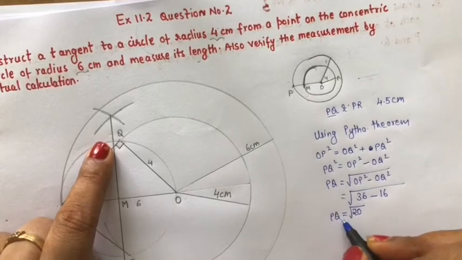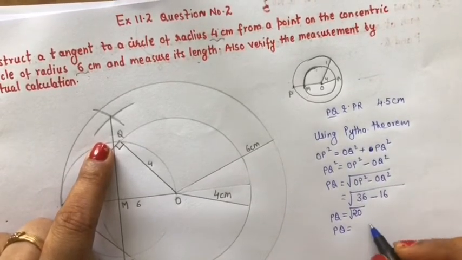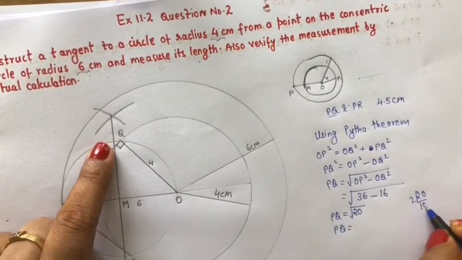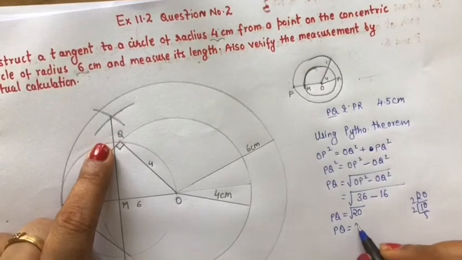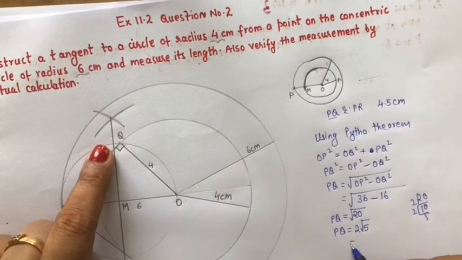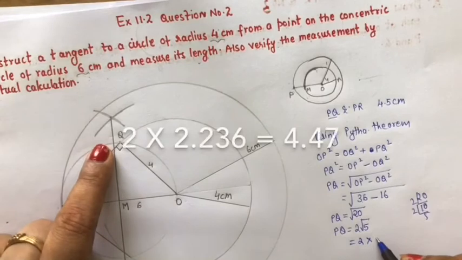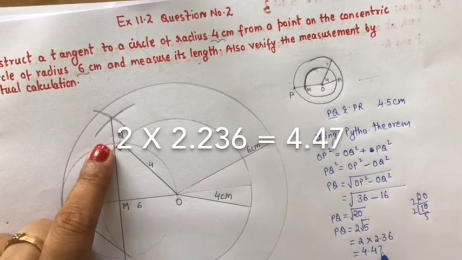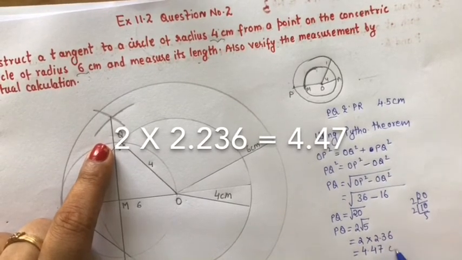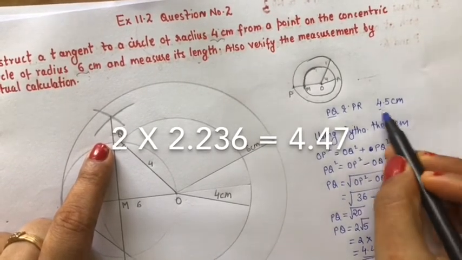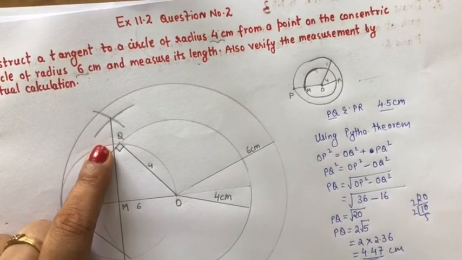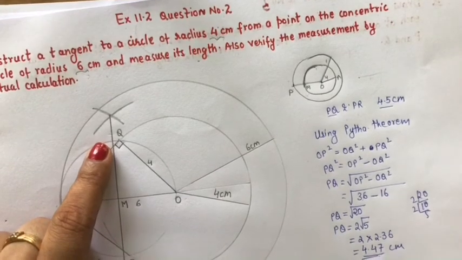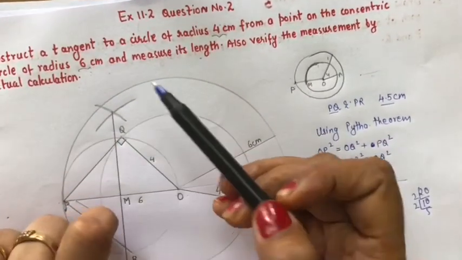So we'll find the value of root 20. When you factorize 20, it is 2 tens are 2 5s are, so it means 2 root 5. Now the value of root 5 is approximately 2.236, and this will give you around 4.472 centimeters. So we have got around 4.5 if you round it off. So we have verified it by actual calculation.